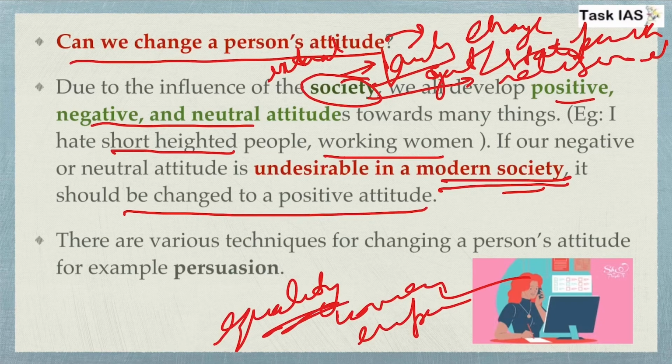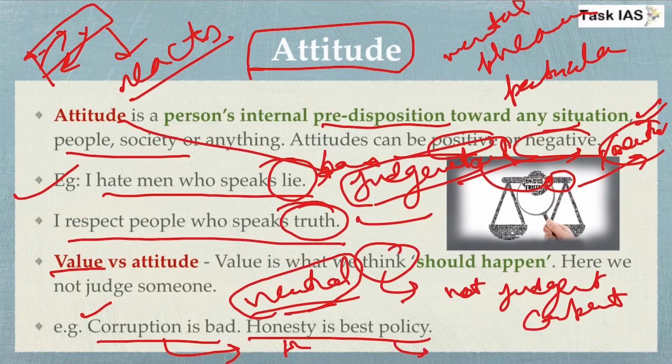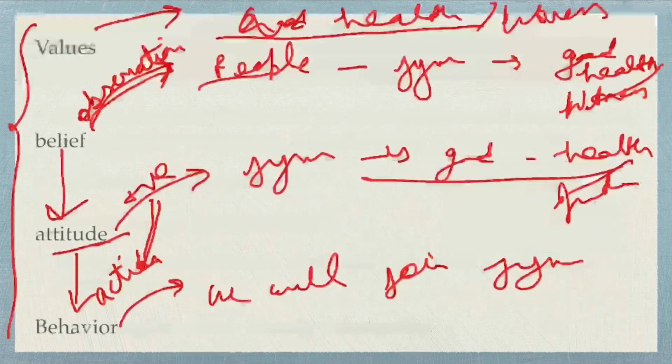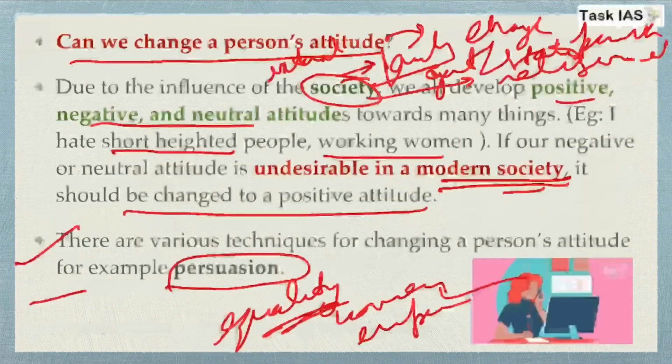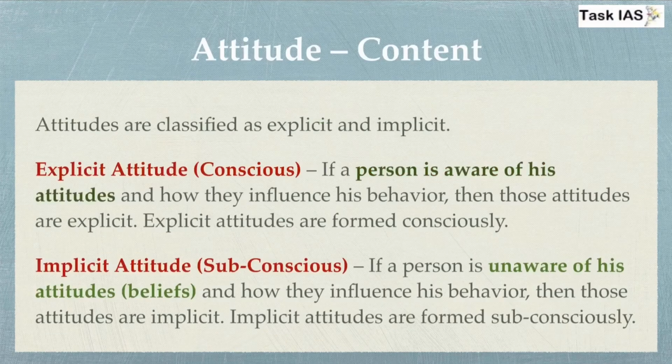So here are various techniques to change a person's attitude. For example, one of them is persuasion. We will discuss these techniques later, but here, if you have to write a short note on what is attitude, then you can write about what is attitude with some example, and then you can mention that attitudes are dynamic in nature.